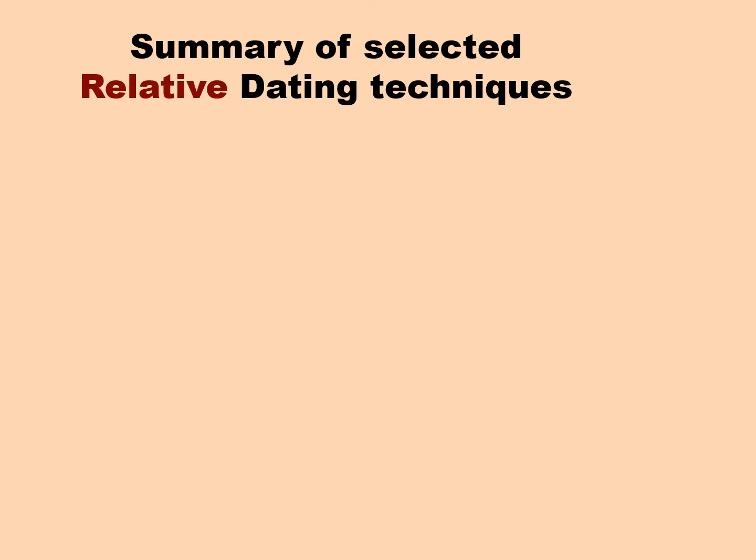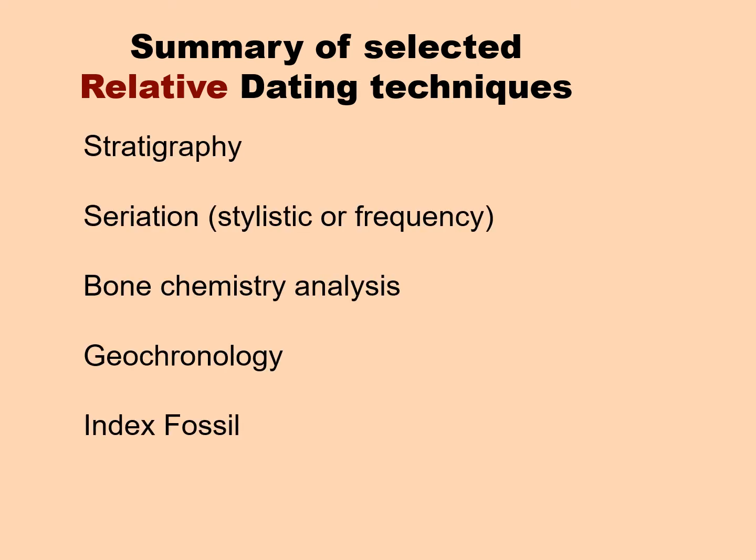The relative dating techniques that I talked about included stratigraphy, seriation, two types of seriation, stylistic seriation or frequency seriation, bone chemistry analysis, and I gave the example of fluorine analysis, geochronology, and the index fossil or faunal succession concept.